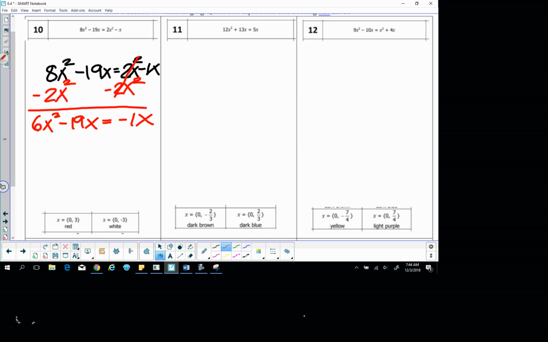How do I get negative 1x or 1x over here? Add it. And so I could combine it with this one. And you end up getting 6x squared minus 18x equals 0, which is what I want. I want y to always be 0. This is number 10. Then I see, right here, you guys see how there's not a constant?